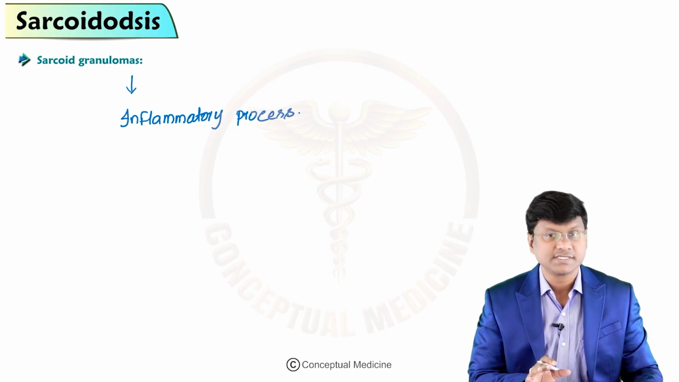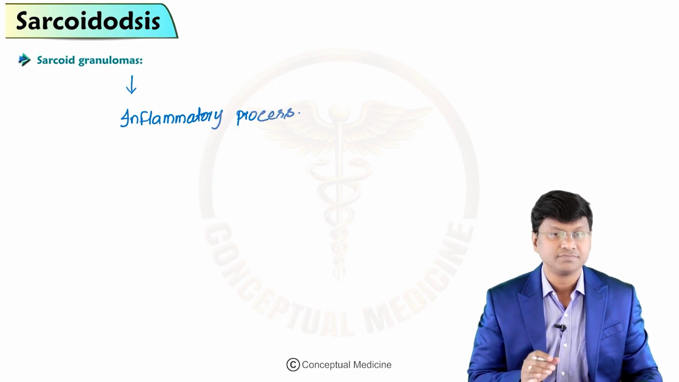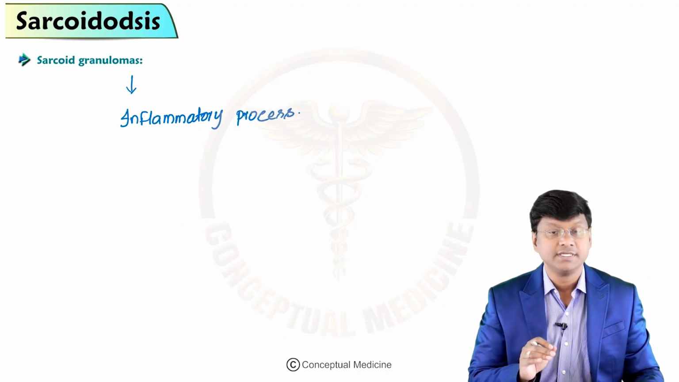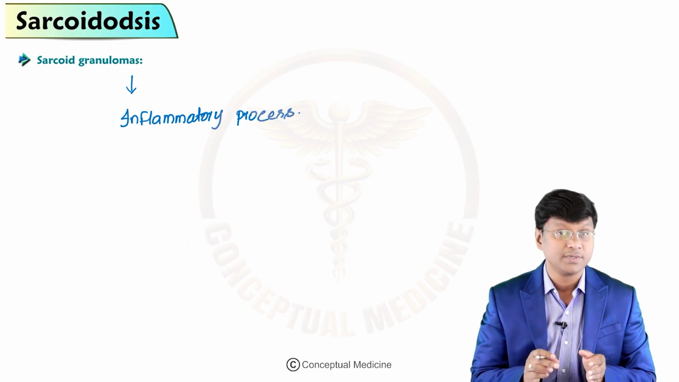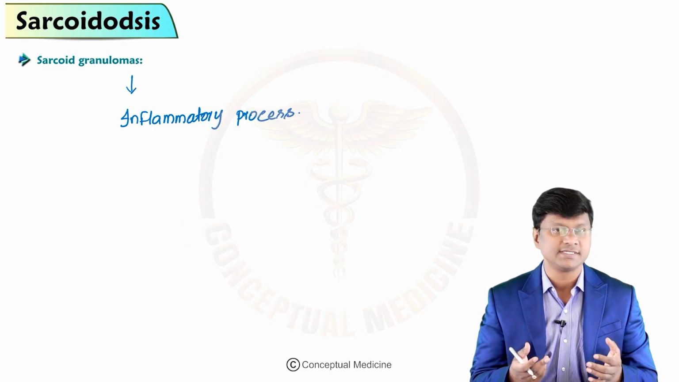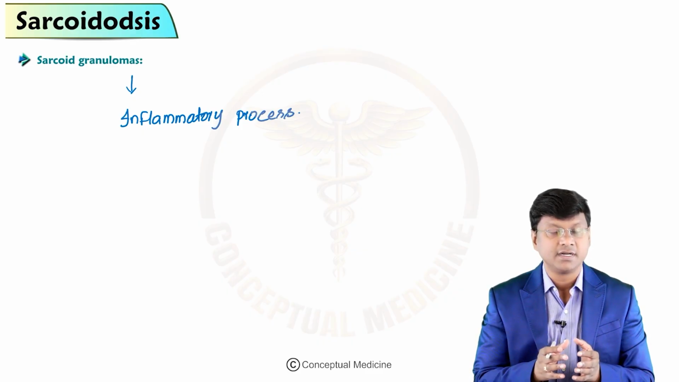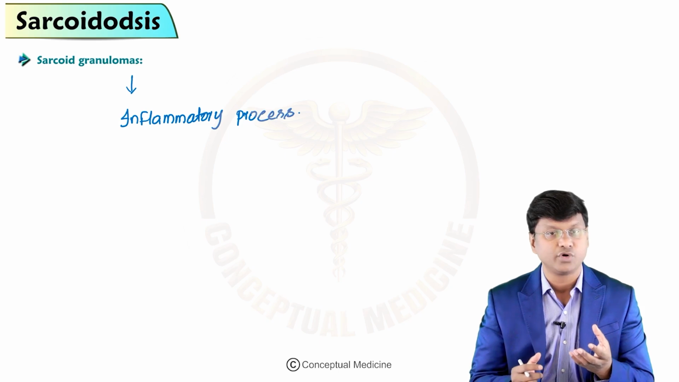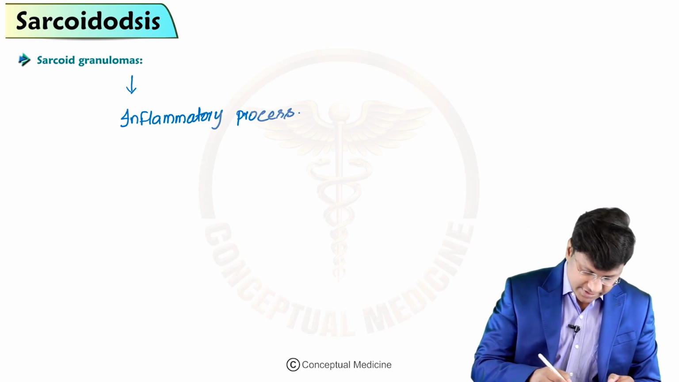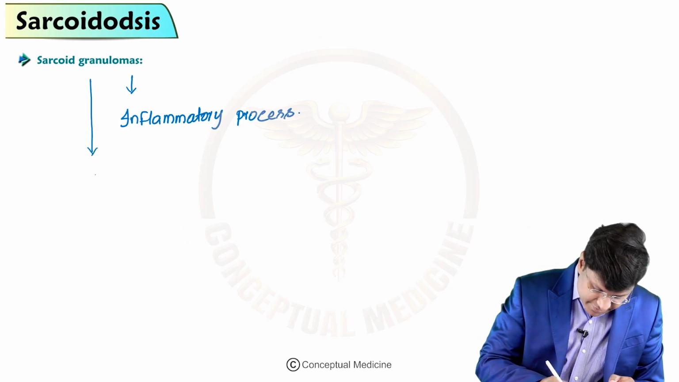Now, what does this sarcoid granuloma contain? It contains giant cells. What are giant cells? It is nothing but the accumulation of macrophages together, which form what is called the giant cell. So this granuloma is made up of giant cells.